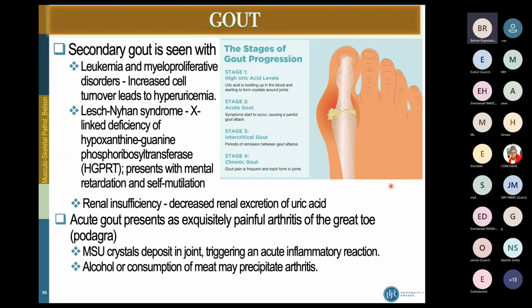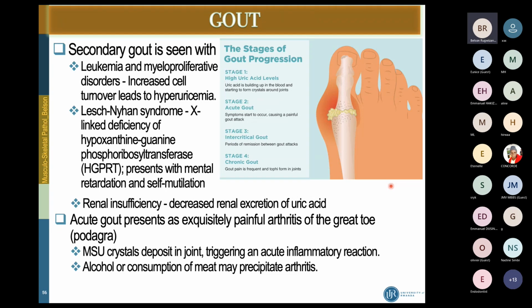So secondary gout is seen in people who have had leukemia and myeloproliferative disorders. This is because in these patients with many white blood cells, there is increased turnover of cells. The cells are produced in large numbers and also destroyed in large numbers, so uric acid is produced in large amounts.